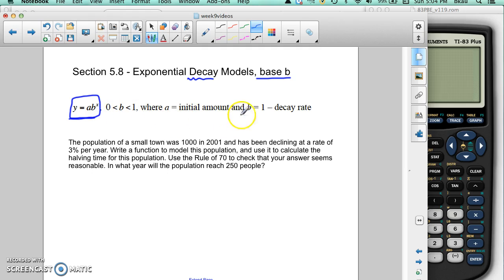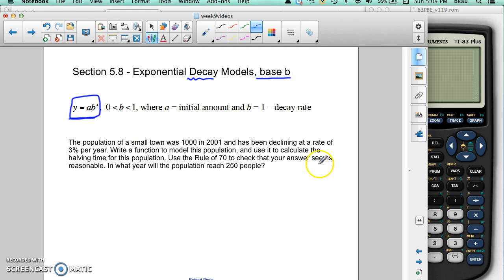Where a is the initial amount and b is going to be 1 minus the decay rate. Instead of adding the growth rate, we're going to subtract the decay rate from 1. So that's the change in the formula: this number b is going to be less than 1. So we're going to apply this to a problem.